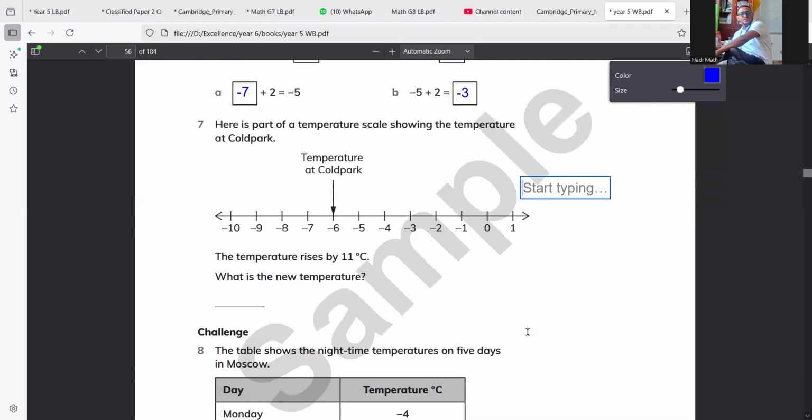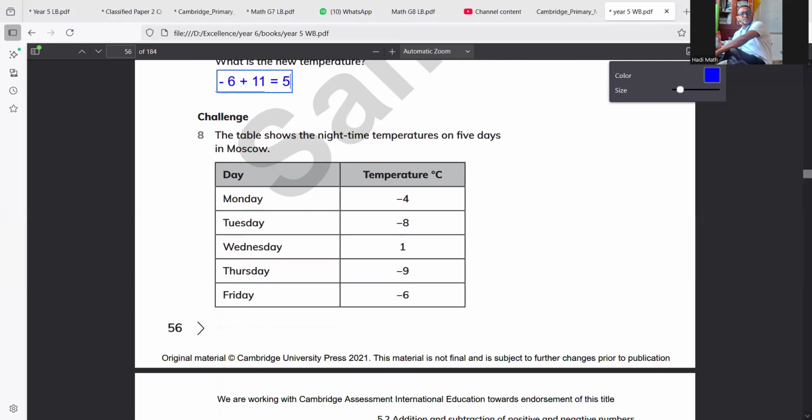Look at question number 7. They say here is part of a temperature scale showing the temperature at Cold Park. The temperature at Cold Park is negative 6, as shown with the arrow here. They say the temperature rises by 11. What is the new temperature? Rises by 11 means you take negative 6 and add 11 to it. Remember, please, negative 6 is negative and 11 is positive. So the signs are different, the difference between them is 5, and the sign of the greater one is positive. So the temperature will be positive 5, or 5 degrees Celsius.